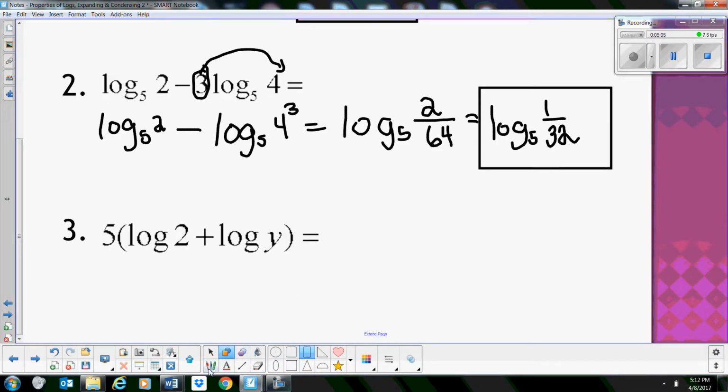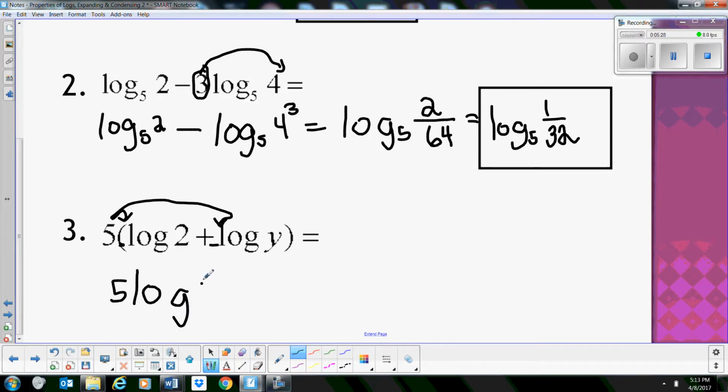Now this one's kind of interesting. We have a coefficient, so we can distribute that coefficient to both logarithms, but we also know that when we have a coefficient in front, that just means it's a power. So let's go ahead and distribute that. So 5 times log of 2, plus 5 times log of y. Now, we know that this 5 can then be moved as an exponent.